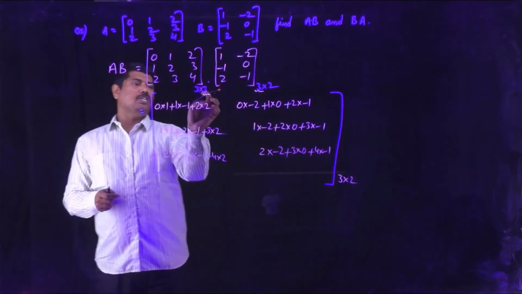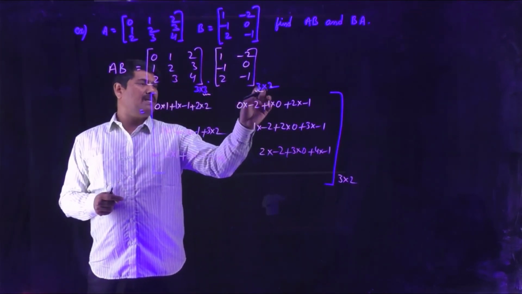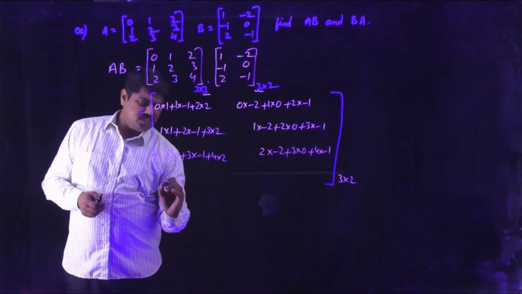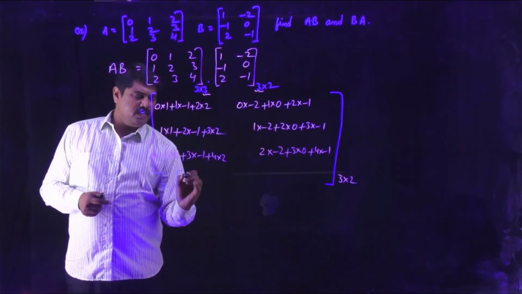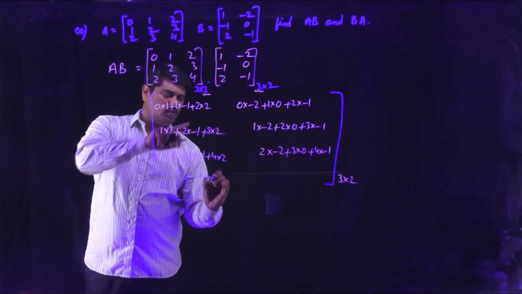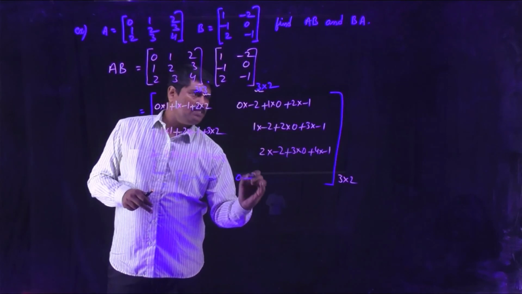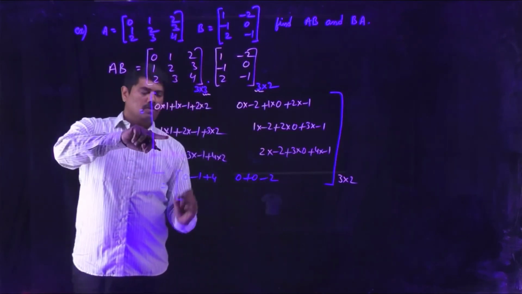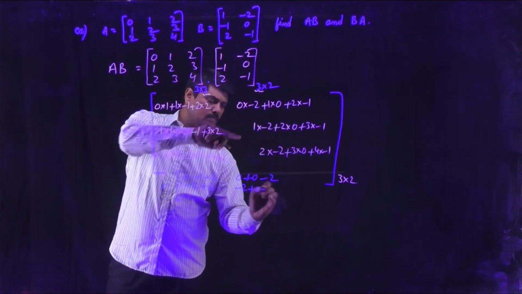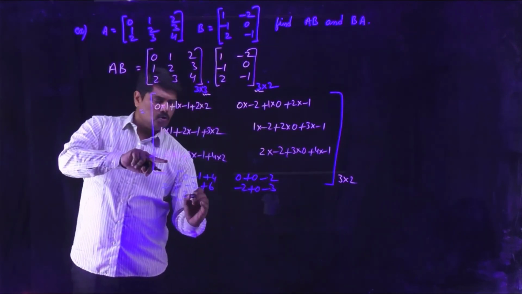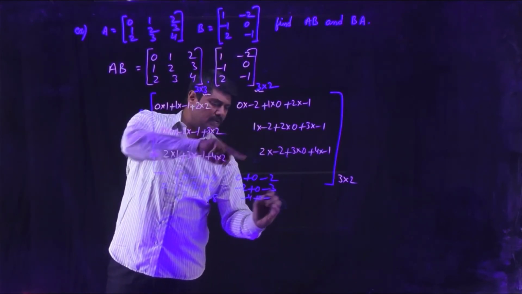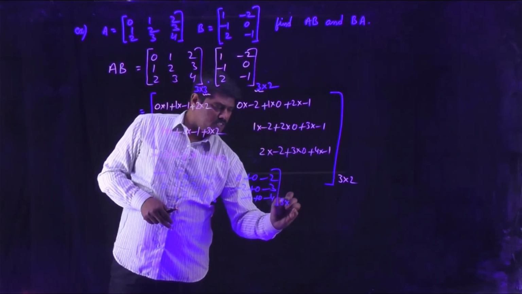So multiplication of 3 by 3 and 3 by 2 is possible, and the obtained matrix is of order 3 by 2. Now let us do the general simplification. 0 into 1 is 0. 1 into minus 1 is minus 1 plus 4. 0 plus 0 minus 2. 1 minus 2 plus 6. Minus 2 plus 0 minus 3. 2 minus 3 plus 8. This one is minus 4 plus 0 minus 4, which is of order 3 by 2.